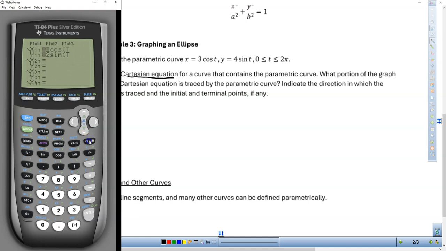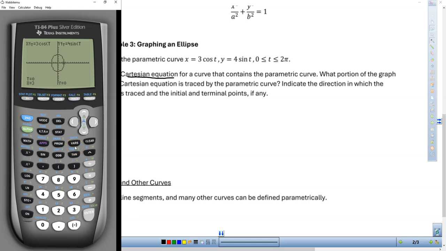Let's go ahead and clear out the old functions here, because we don't need these anymore. And let's go ahead and put in x equals 3 cosine of t. And our second equation is 4 sine of t. I'm going to actually change my window for this one. I'm going to change this to square here. And you can see that we have a nice ellipse right in here that we can take a look at. I could even zoom this in a little bit if I wanted to, but I think this is going to be good enough to give us an idea. So let's just trace this.